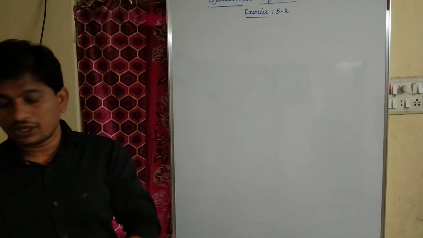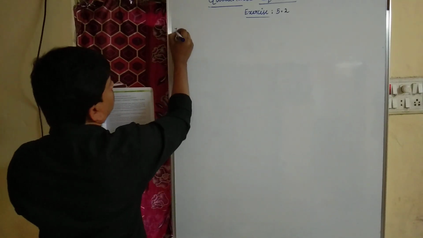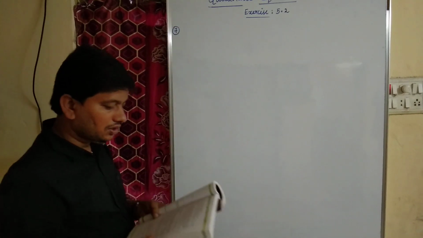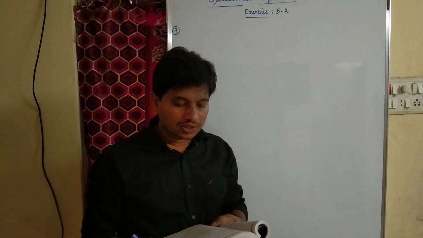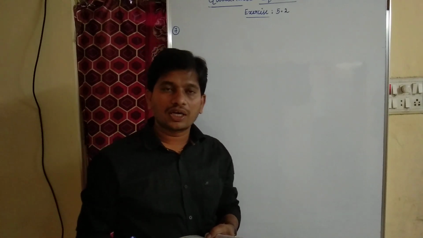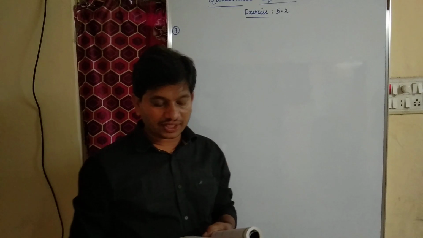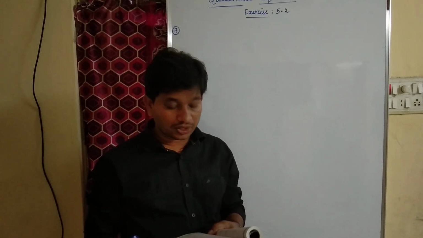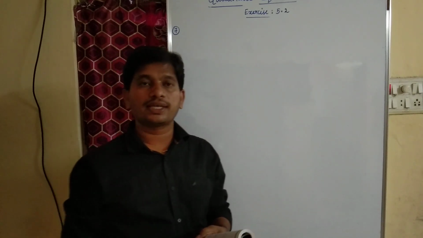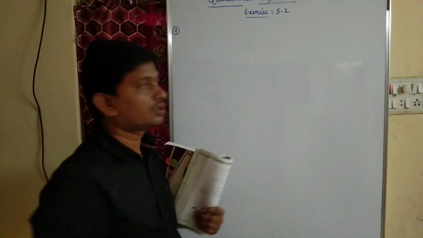Now coming to question number 7. The base of a triangle is 4 cm longer than its altitude. And if the area of the triangle is 48 square centimeter, then find its base and altitude. Okay.